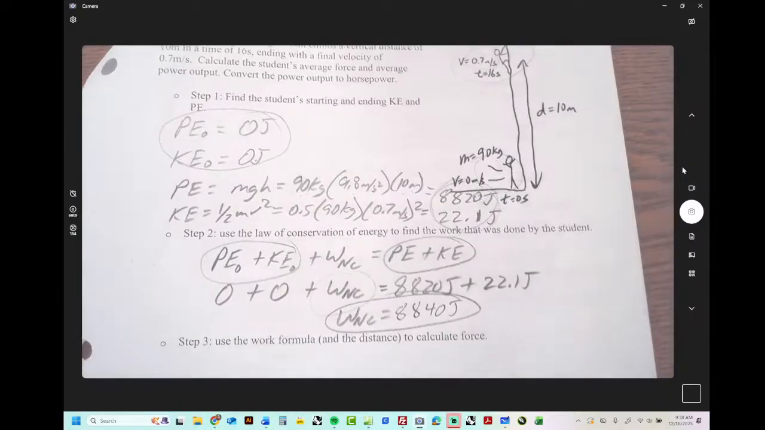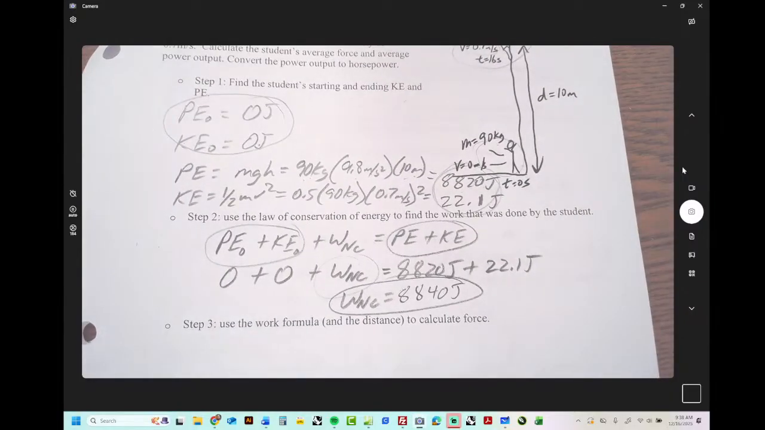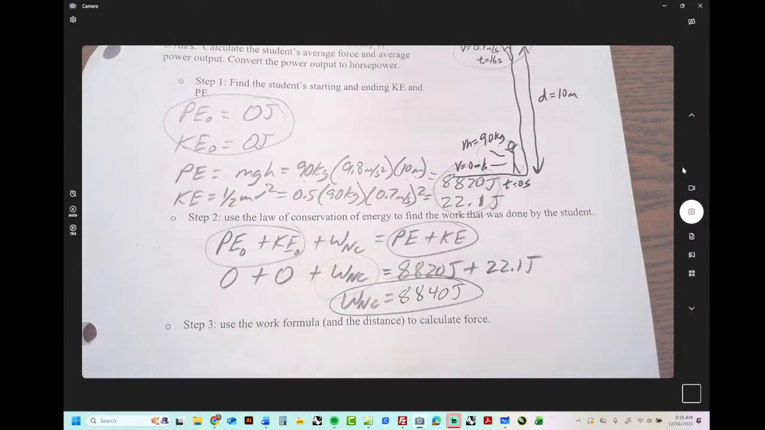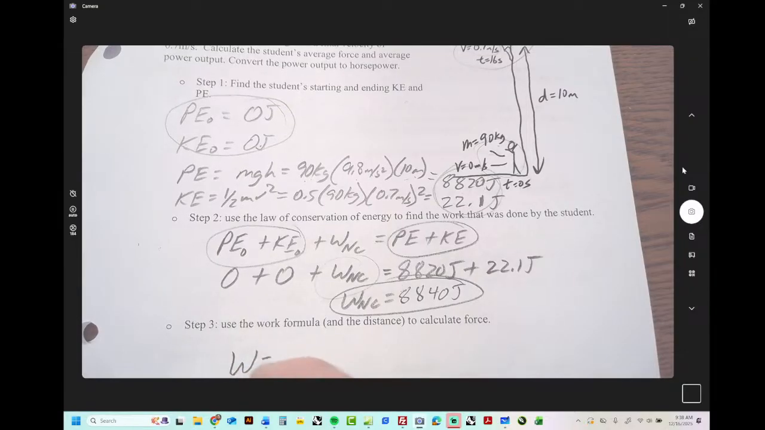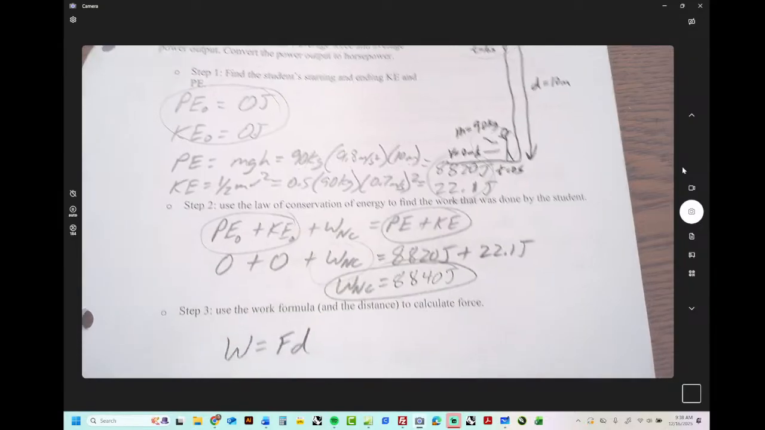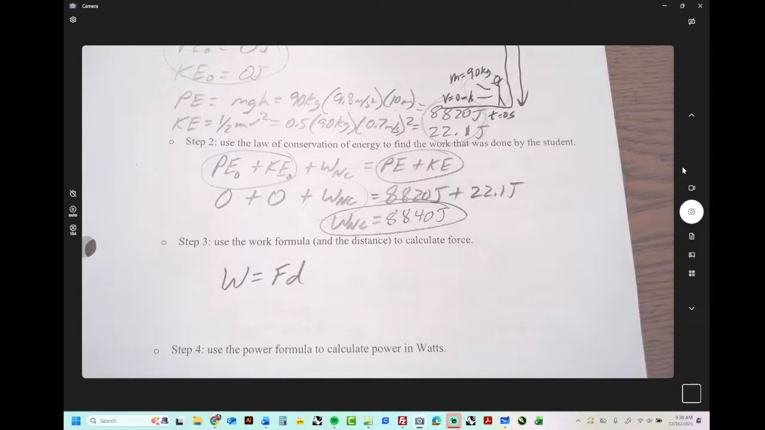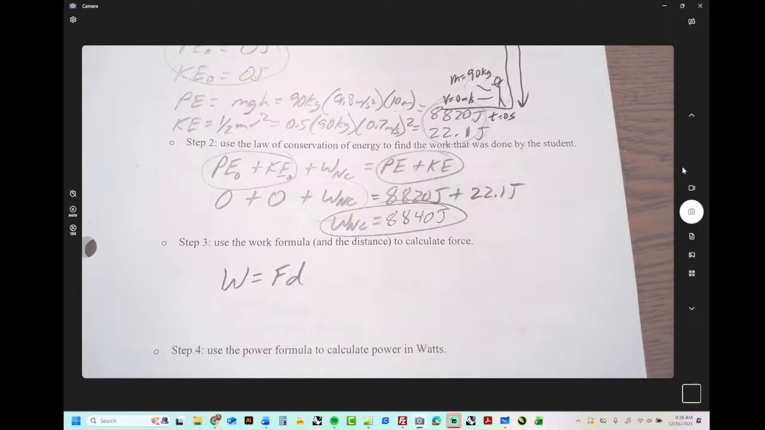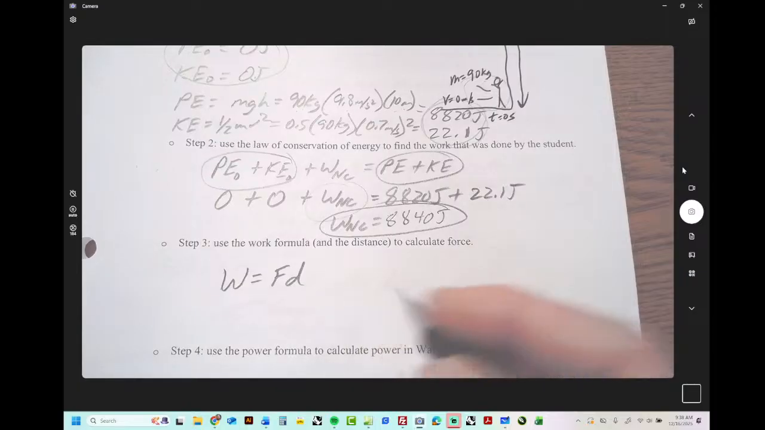Step 3 tells us to use the work formula to calculate the force. So the work is force times distance. And you can either use standard algebra to solve this one, or you can just make the triangle and solve it. So try that. I'm going to do it too.